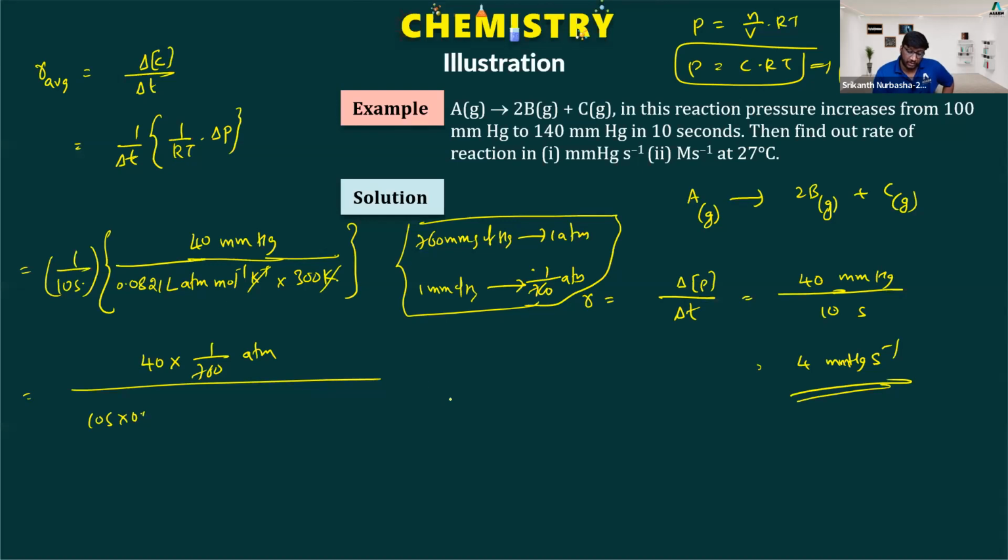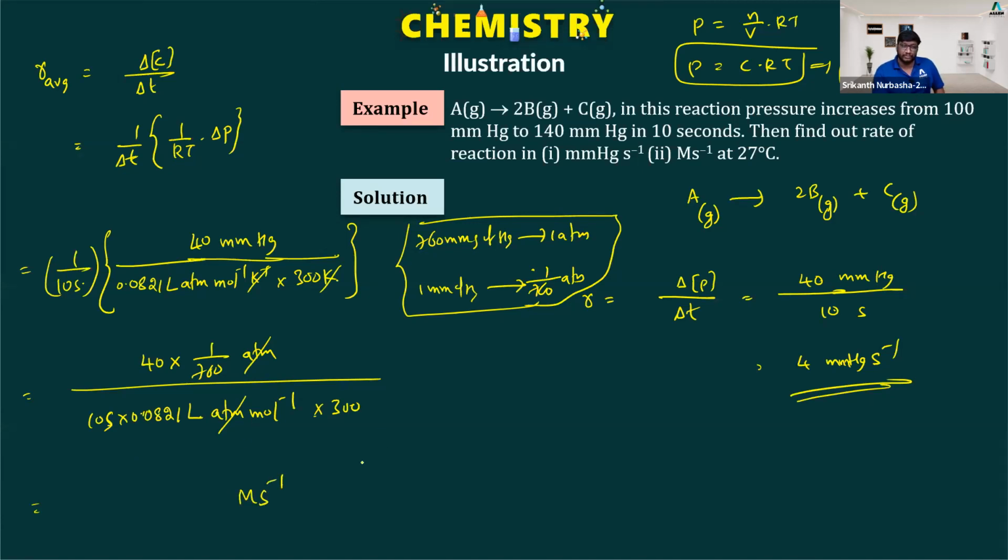We will write the units again: second inverse, and 0.0821 liter atmosphere mole inverse into 300. So atmosphere gets cancelled out. You have second inverse, and mole inverse becomes mole. So the units are mole per liter per second, which means molar second inverse.